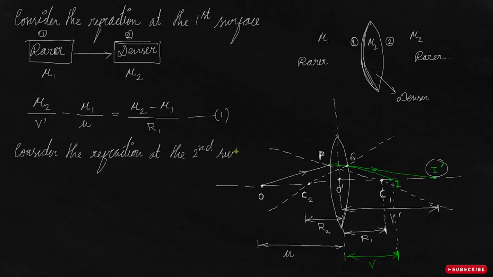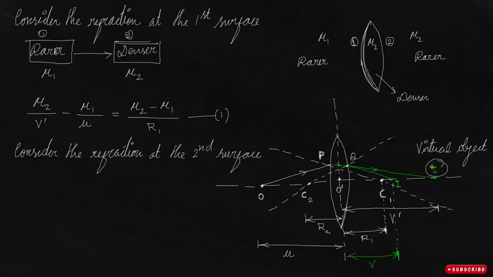Second surface. Now see, for the second surface, this I dash has a peculiarity. For the first surface, this acts as the image, and for the second surface, it acts as the object. So we call this a virtual object. So this I dash acts as the virtual object for the second surface.